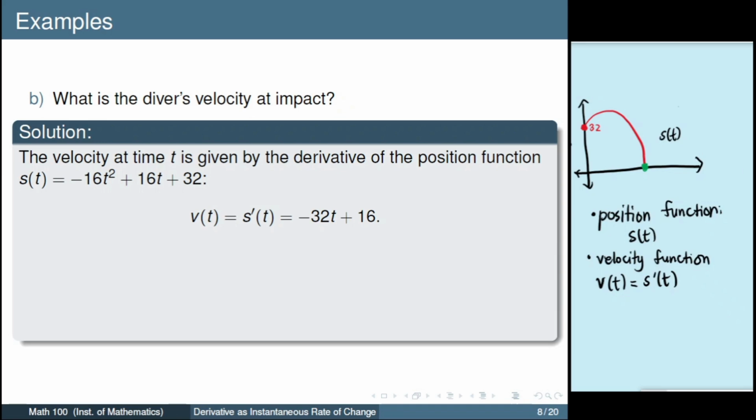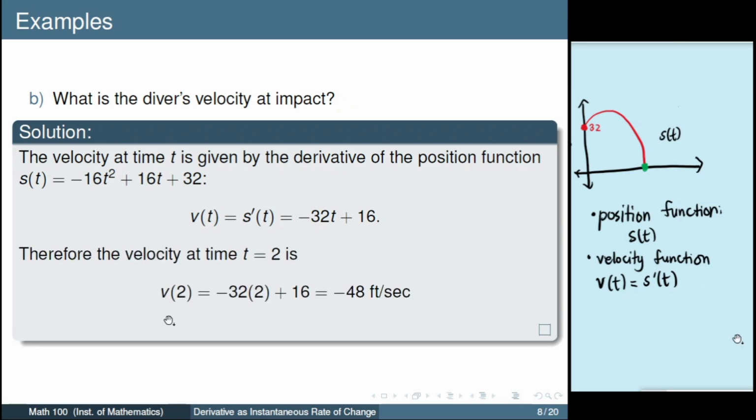This is your velocity at any time t, but we are asked for the diver's velocity at impact. That means the moment that it hits the water, and that will be at time t equals 2. And so we get v of 2. We have negative 32 times 2 plus 16. So this is negative 48 feet per second. This is the diver's velocity at impact.